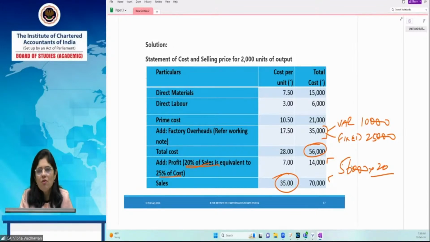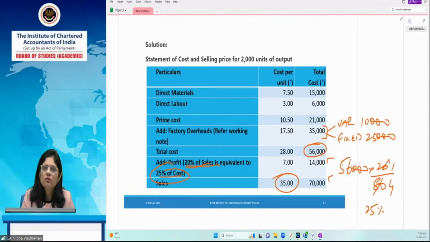Clear? How much less than 100? 20%, the profit part. So it will be 20 by 80. 20 by 80 means 1 by 4th. 1 by 4th means 25%. That is why if 20% on sales is given, it is equivalent to 25% on cost. 1 by 4, 20 by 80. Clear? So this is how we do it.